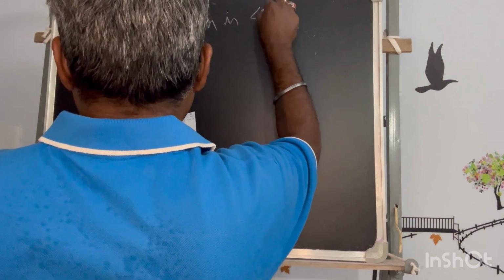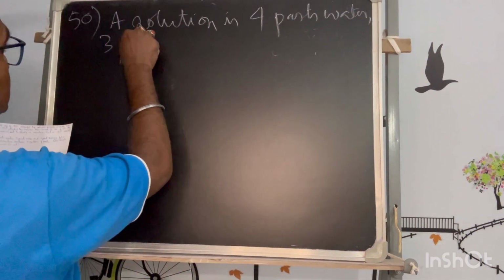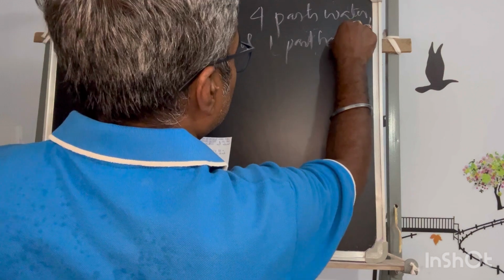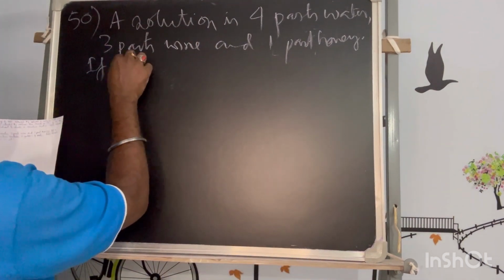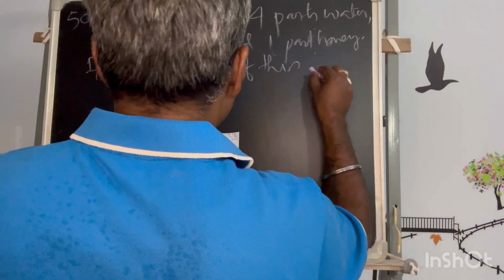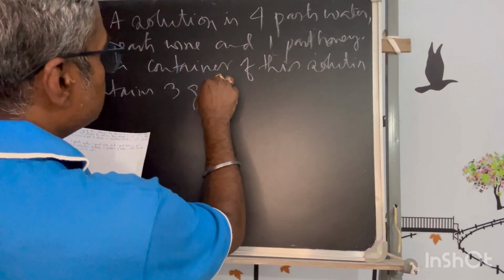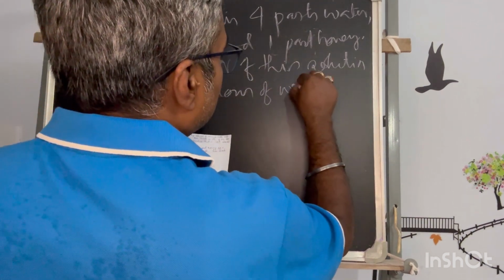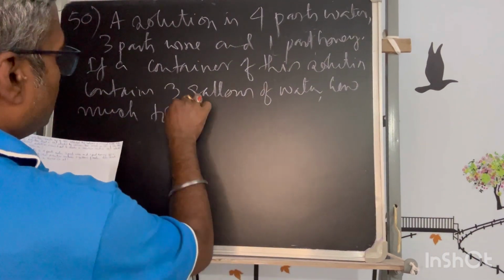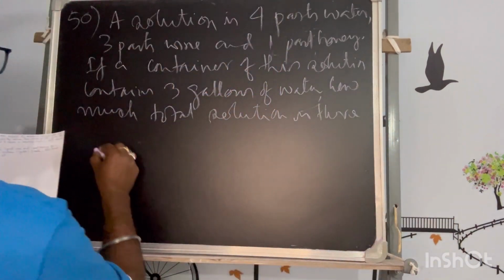is 4 parts water, 3 parts wine and 1 part honey. Okay, if a container of this solution contains 3 gallons of water, how much total solution is there in it?